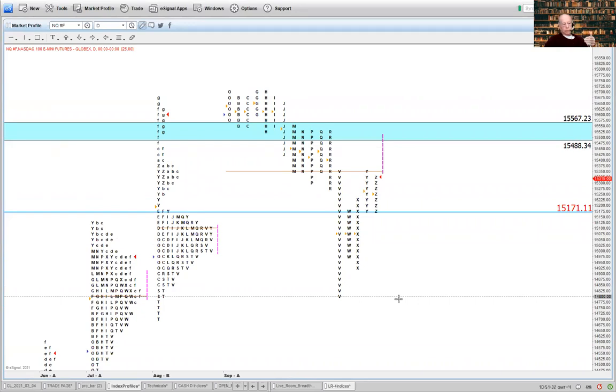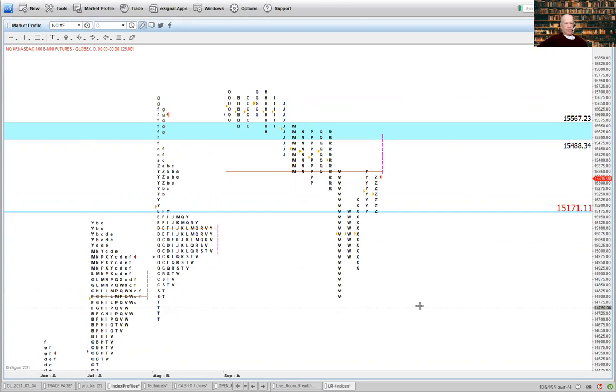So for traders of similar ilk, auction market traders, you want to look at whatever charting format you choose to use as a means to an end, not an end in itself. And that's how I use the market profile chart. And it's also how I use bar charts.